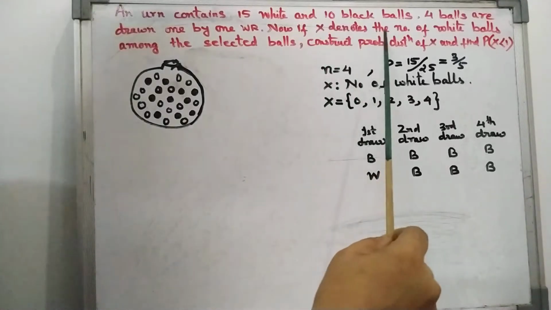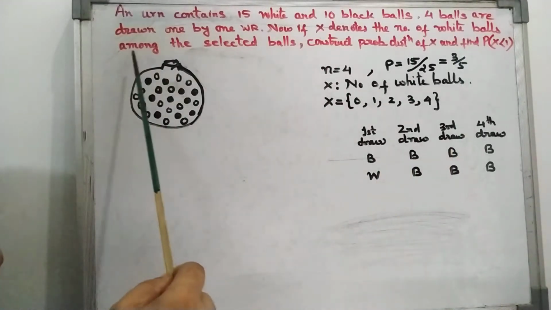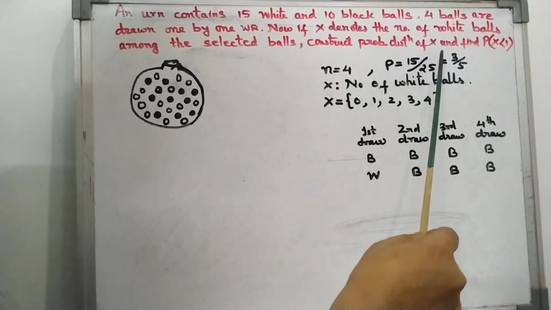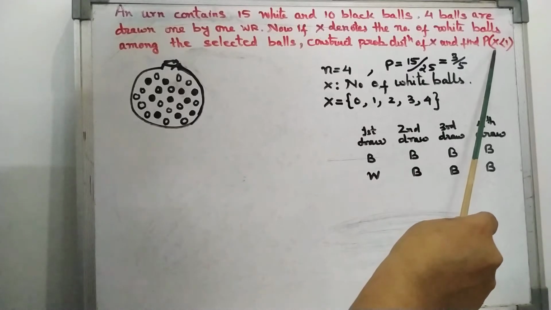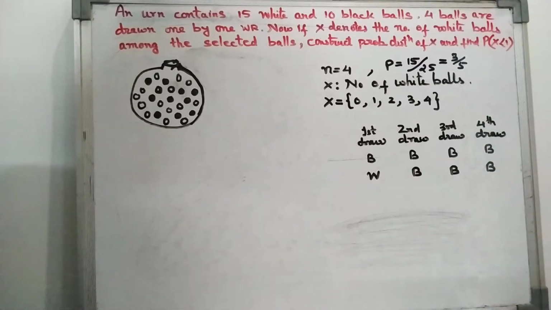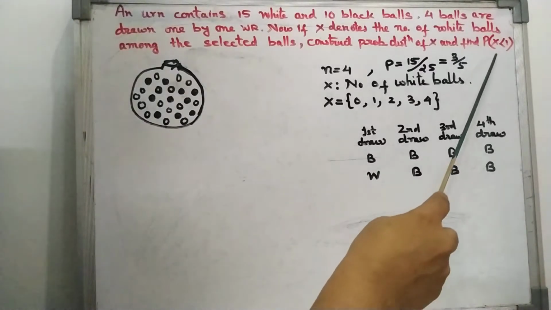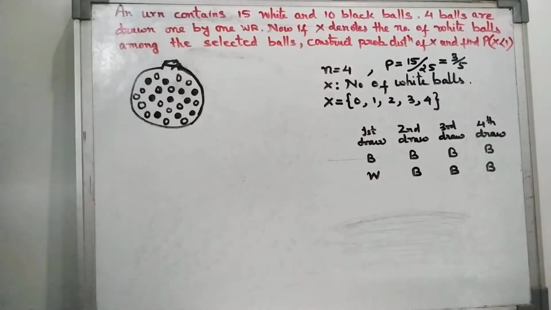Now, if x denotes the number of white balls among the selected balls, construct the probability distribution of x and find the probability of x less than or equal to 1. So here we have to prepare the probability distribution table, and also we are asked to find the probability of x less than or equal to 1.